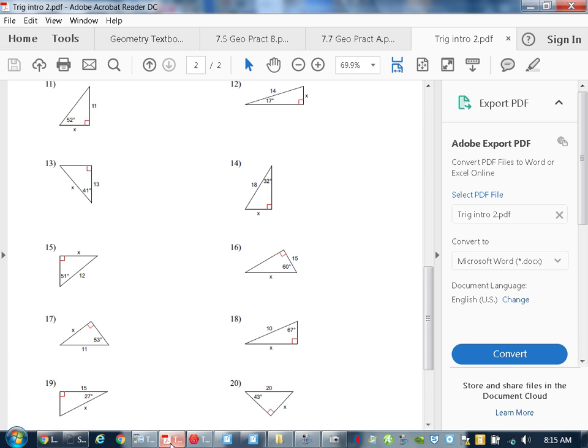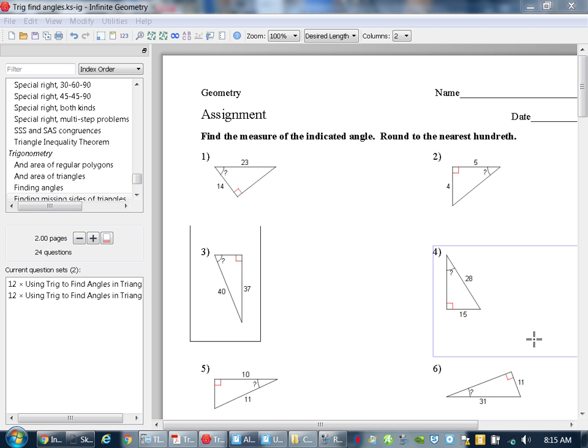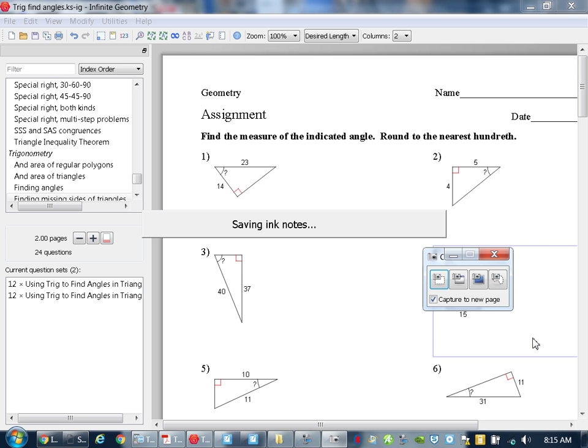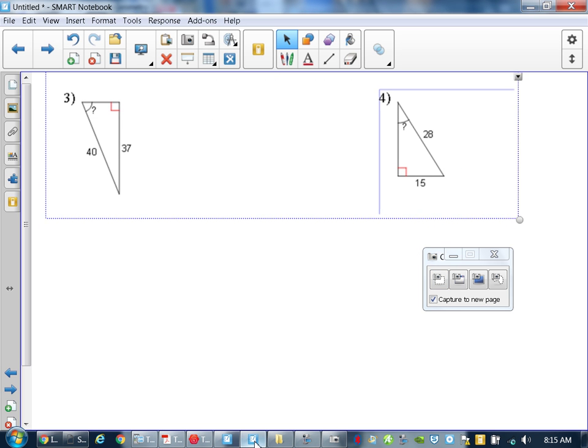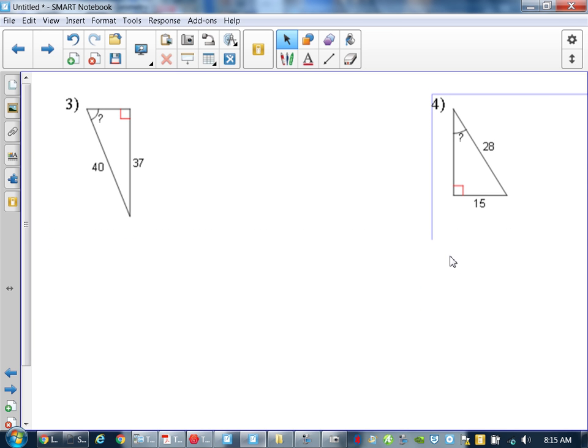Let's try another one. Take a minute or two. Try those two. Label. Write out the trig. Show me what you're going to press in the calculator.